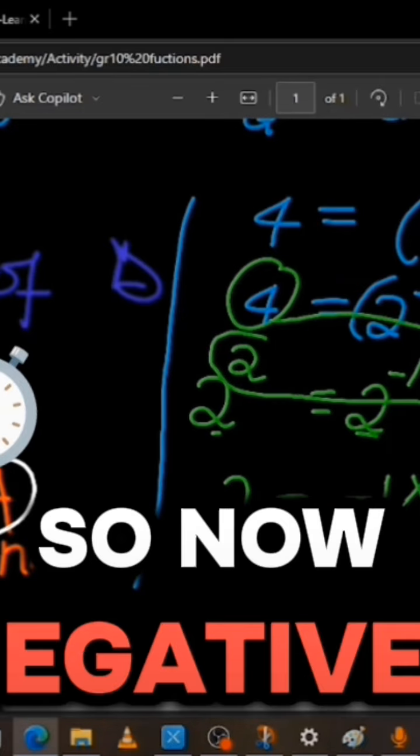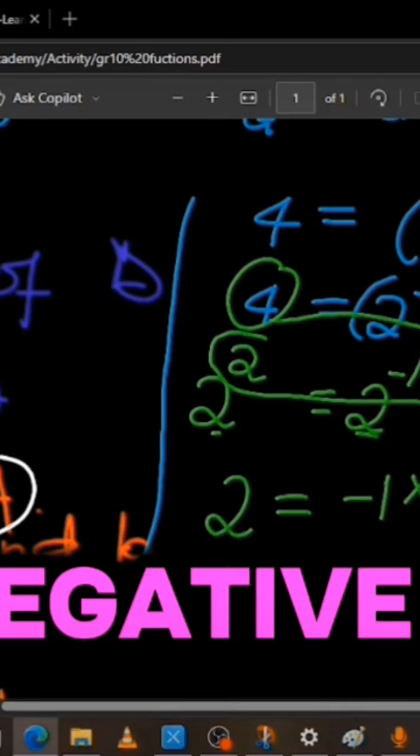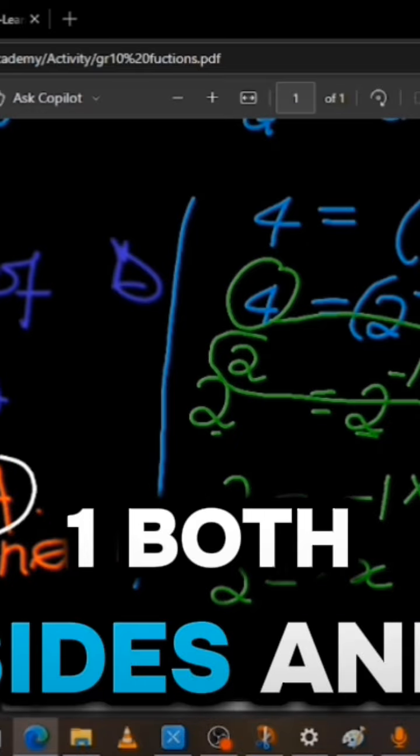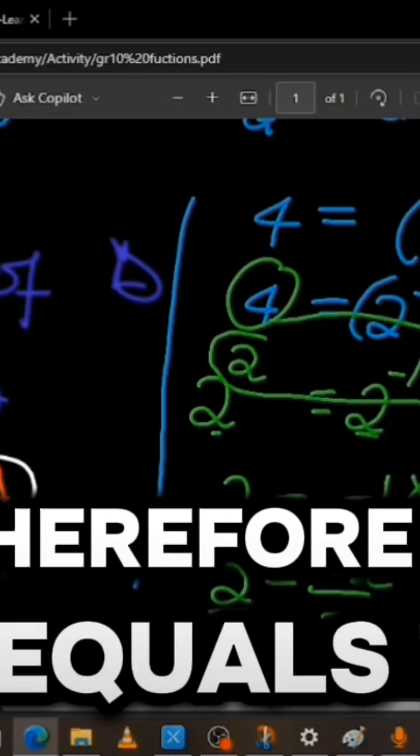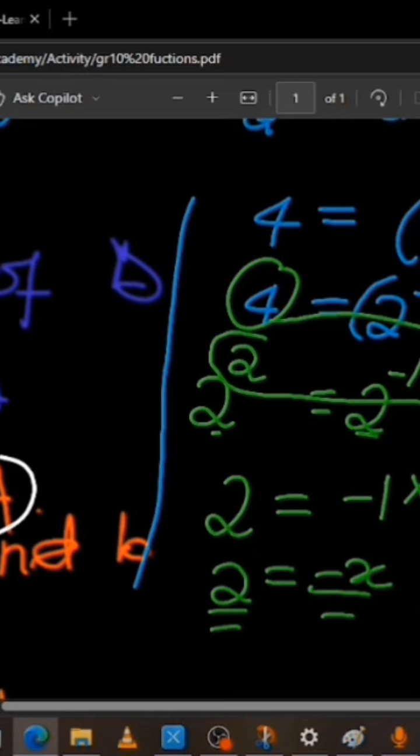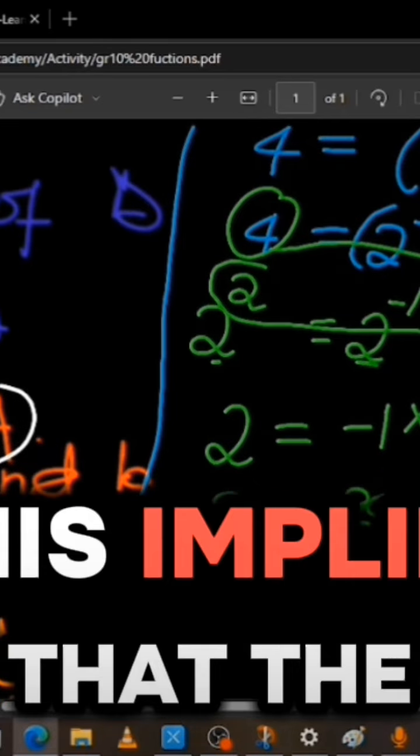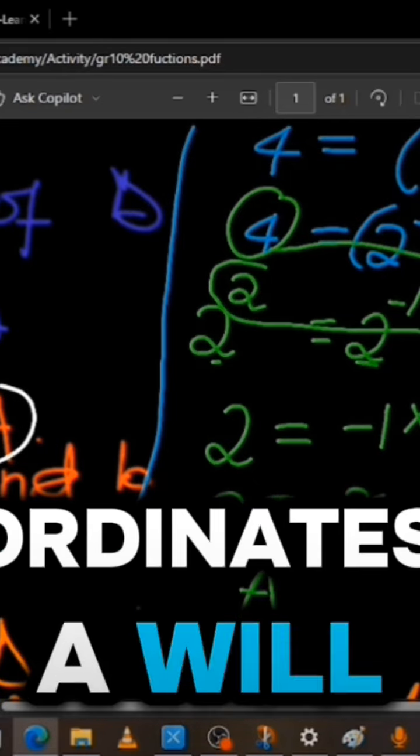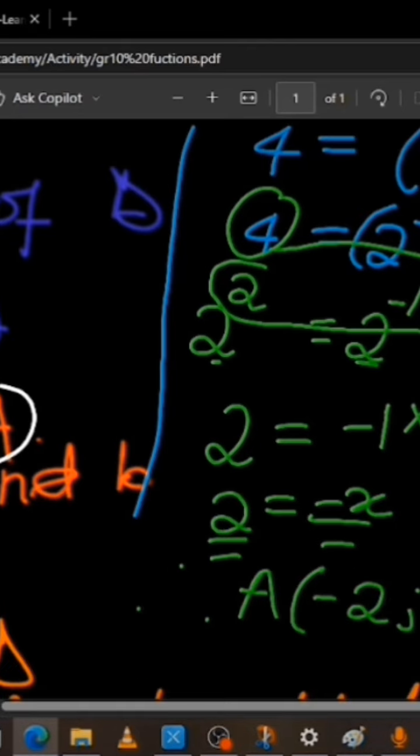So now negative 1 times x is equal to negative x. We divide by negative 1 on both sides. And therefore, x is equal to negative 2. This implies that the coordinates of A will be negative 2 and 0.